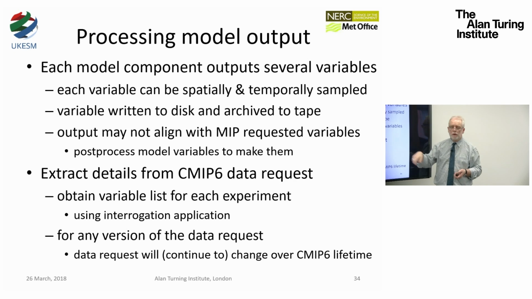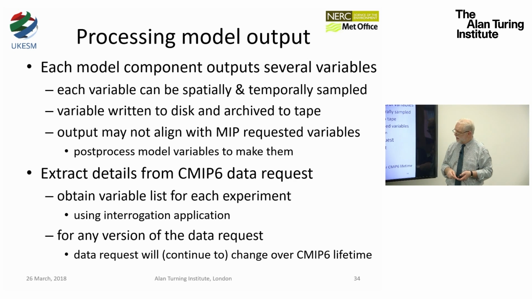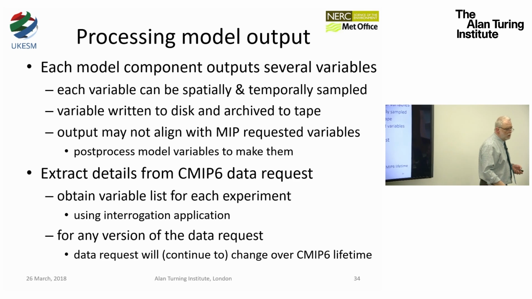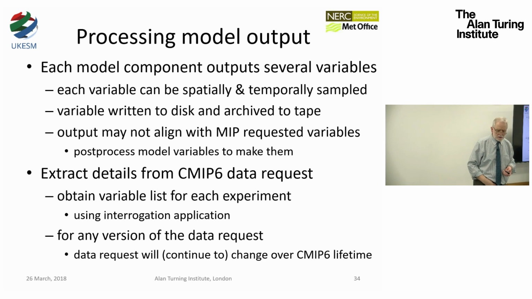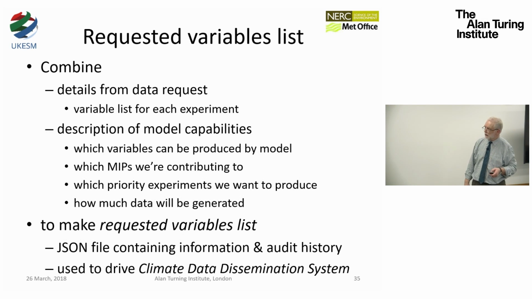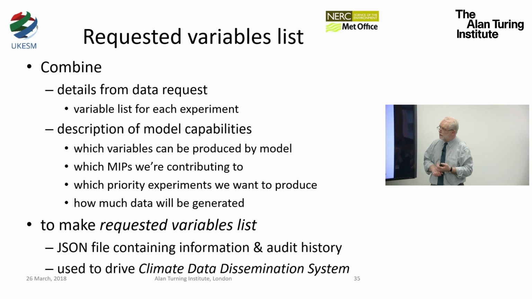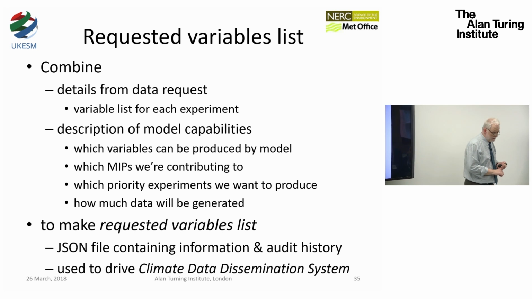So what we have to do is process the model variables to create the MIP requested variables. To find out what those variables are, we go back to the data request. We obtain the variable list for each experiment using our interrogation application. So the way in which we produce the requested variables is to combine the details from the data request.